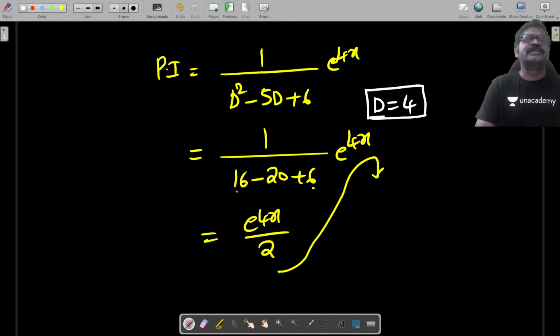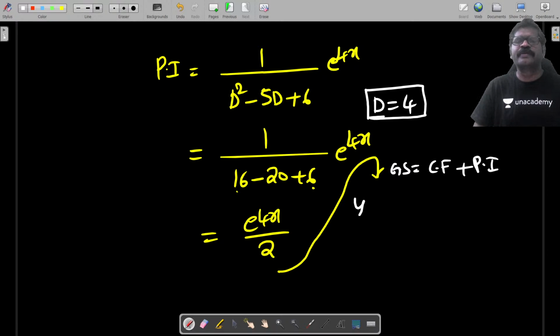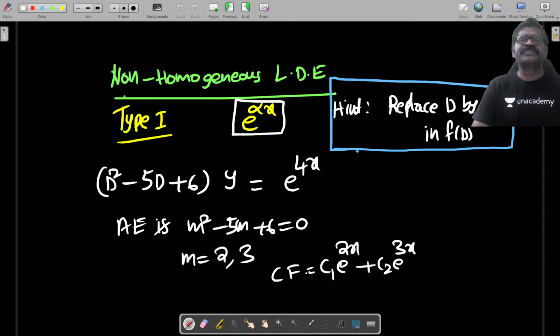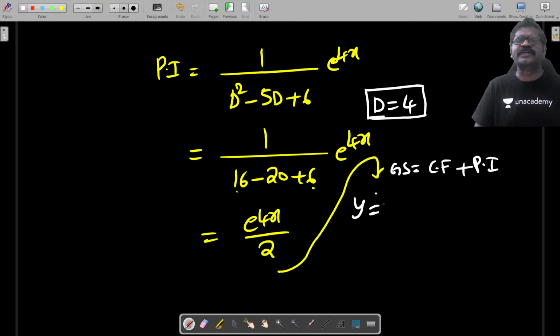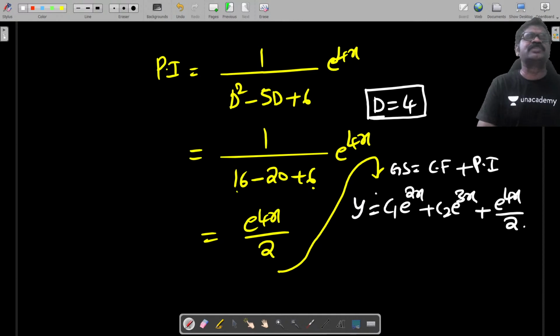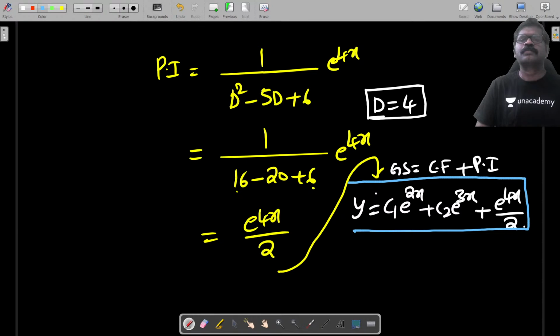The general solution is complementary function plus particular integral. y is equal to c1 e power 2x plus c2 e power 3x plus e power 4x by 2.